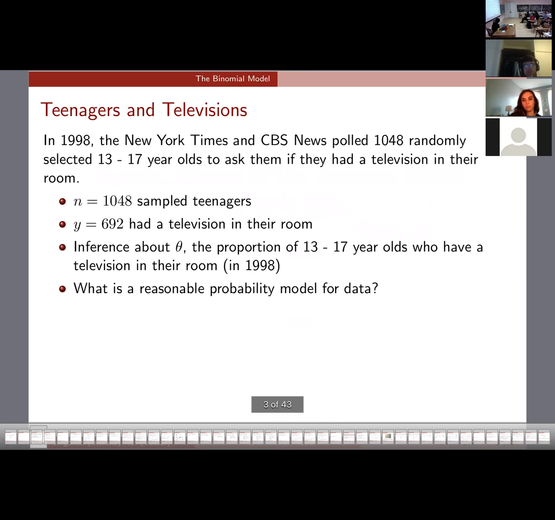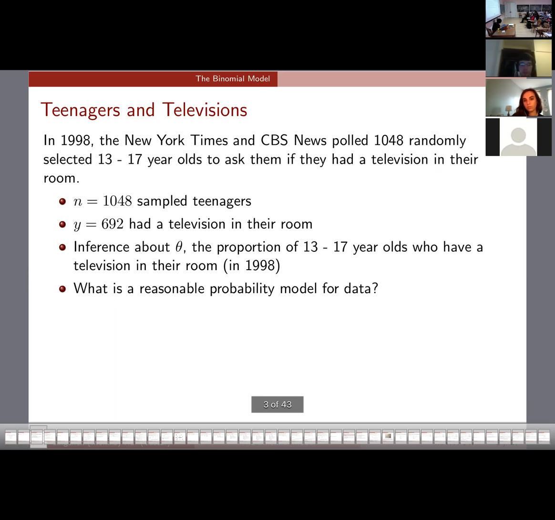In 1998, the New York Times and CBS News polled 1048 randomly selected 13 to 17 year olds to ask them if they had a television in their room. So this was 20 years ago. The sample size is 1048. And the data that we got out of the 1,048 kids, 692 of them reported that they have a television in their room. Now the interest is we just want to see the proportion of that age group who actually had a television in their room back in 1998.